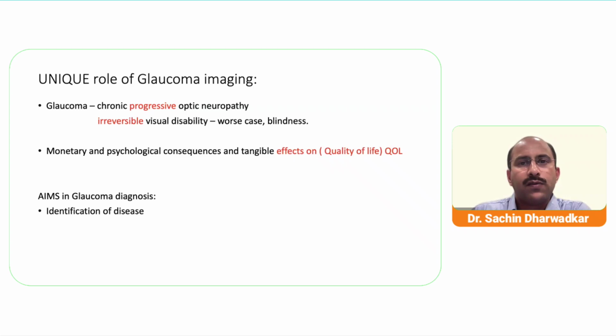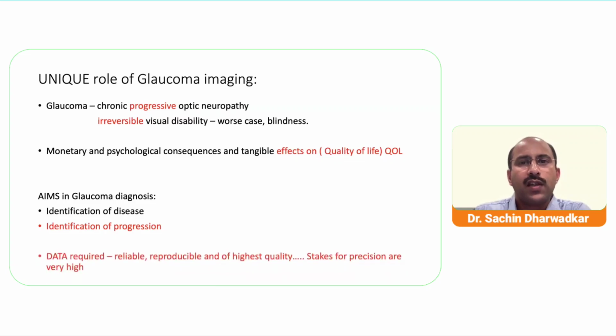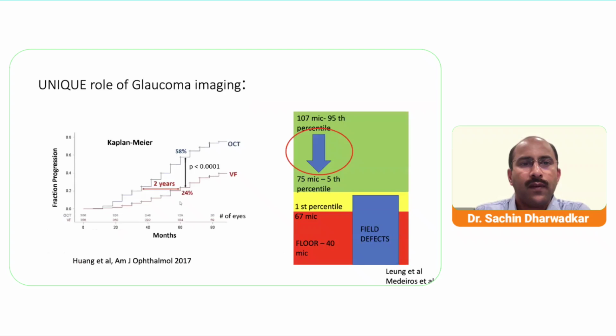So as far as the aims of glaucoma diagnosis are concerned, it's important for us to identify disease, and not only that, the more important thing is to identify progression. As we know, it is a progressive optic neuropathy. Data required for such kind of progression identification has to be reliable, reproducible, and of the highest quality. The stakes for precision in this are very, very high.